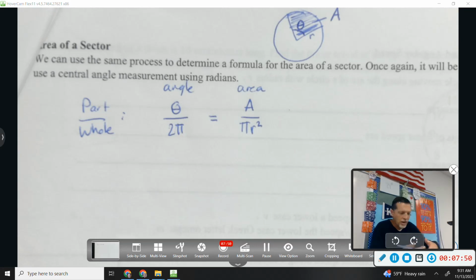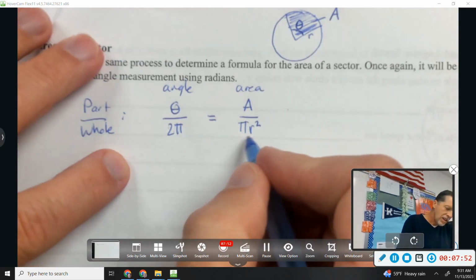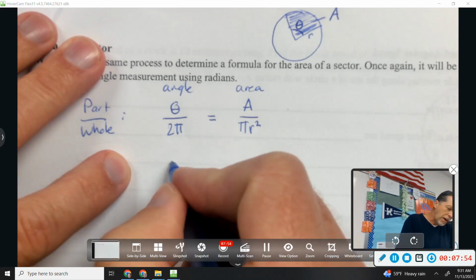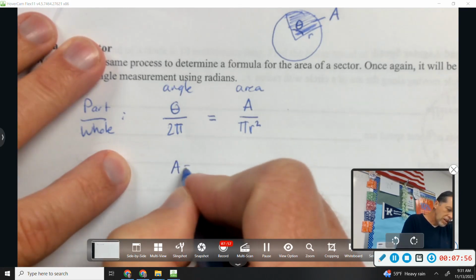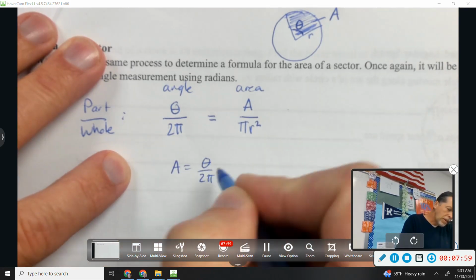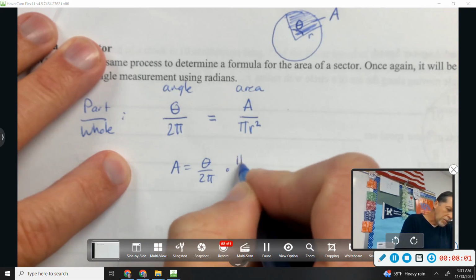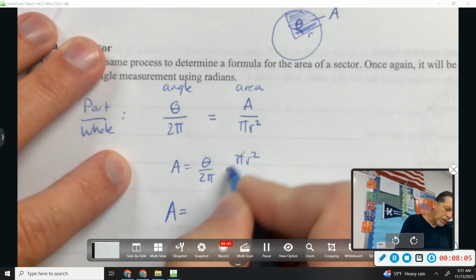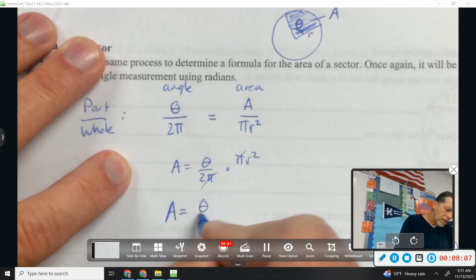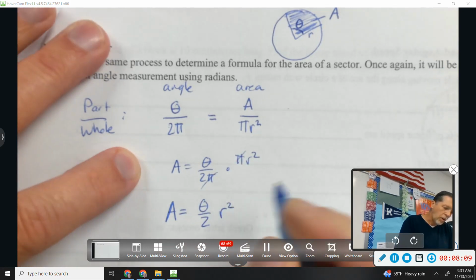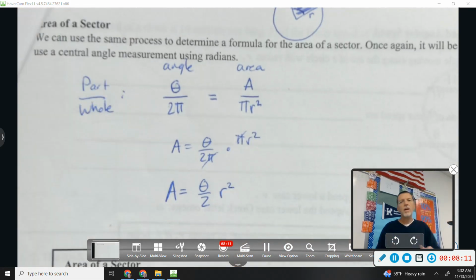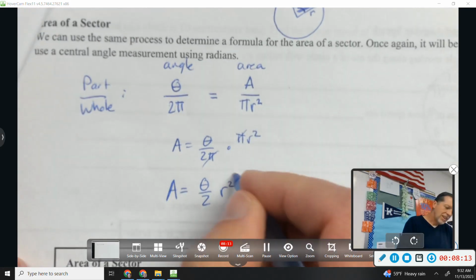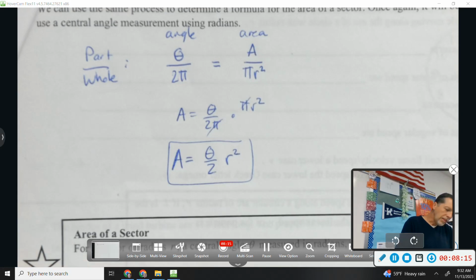Now there is a way to arrange things here. If we multiplied both sides by pi r squared, theta over 2 pi times pi r squared, the pi's would cancel, and we would get theta over 2 times r squared. So that's the memorize-the-formula method: theta over 2 times r squared.